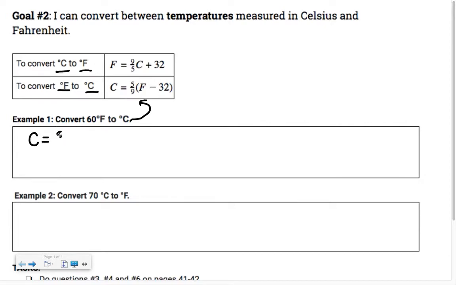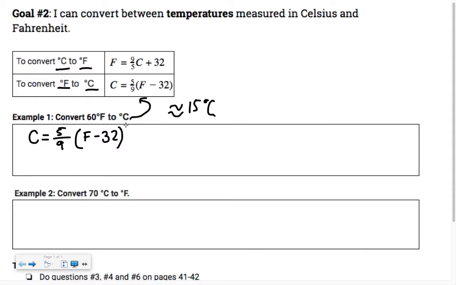C equals 5/9 times F minus 32. And before we start here, let's just do a little bit of an estimate. 5/9 is really close to 1/2. 32 is really close to 30. So if we have 60 degrees, we can do 60 minus 30. That gives us 30 times 1/2 gives us about 15 degrees Celsius.